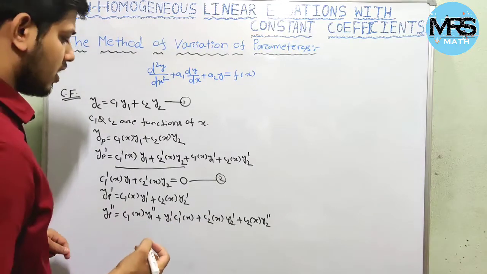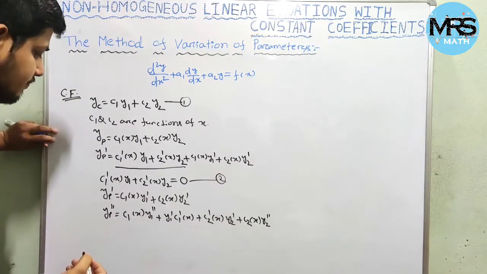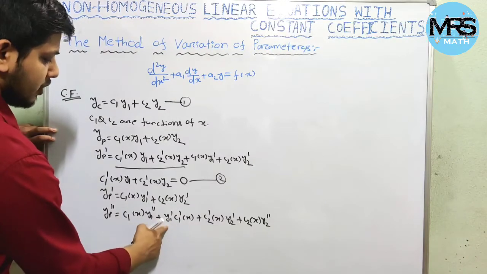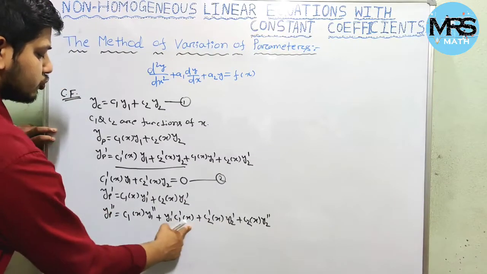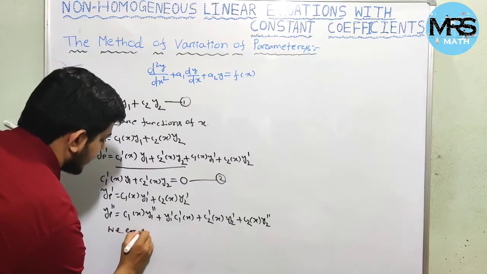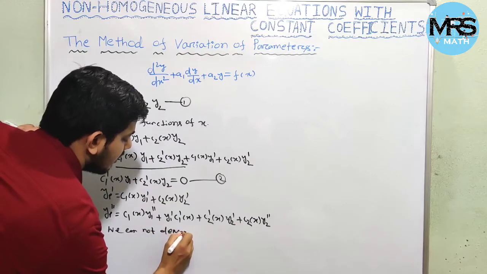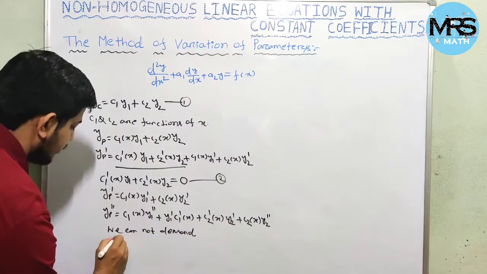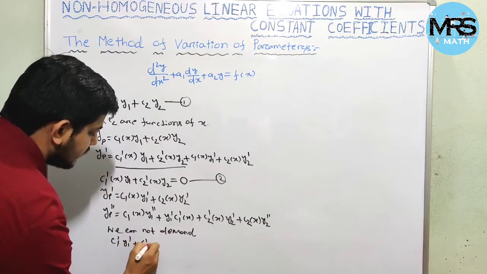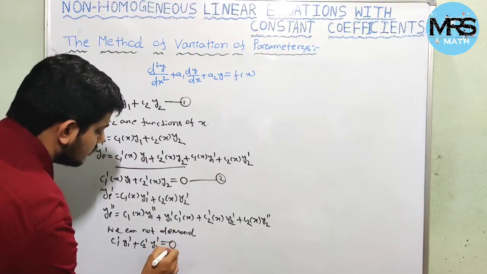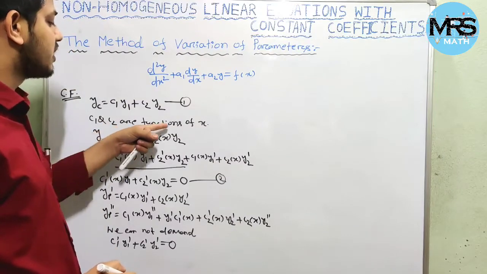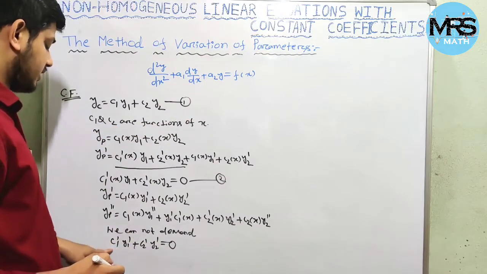So here we cannot demand that c1 dash y1 dash plus c2 dash y2 dash is equal to 0. Why can we not demand this? Because we have already taken c1 and c2 as functions of x, so we cannot demand this as 0.